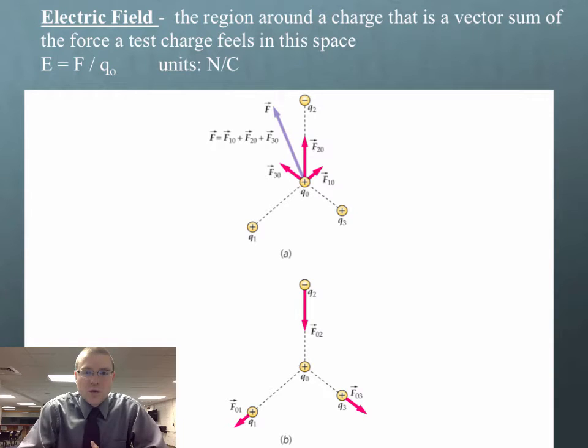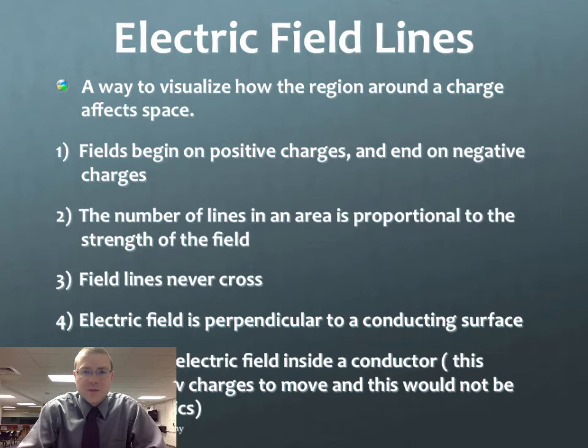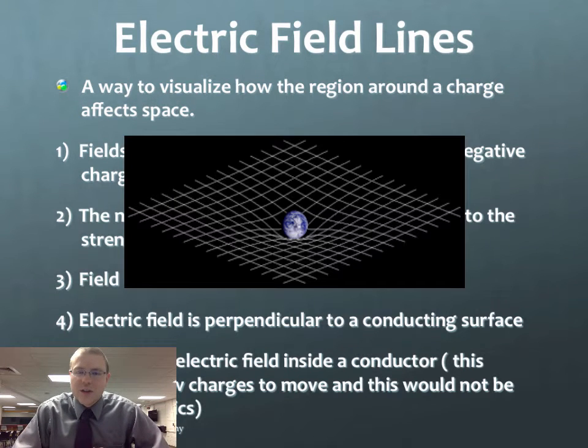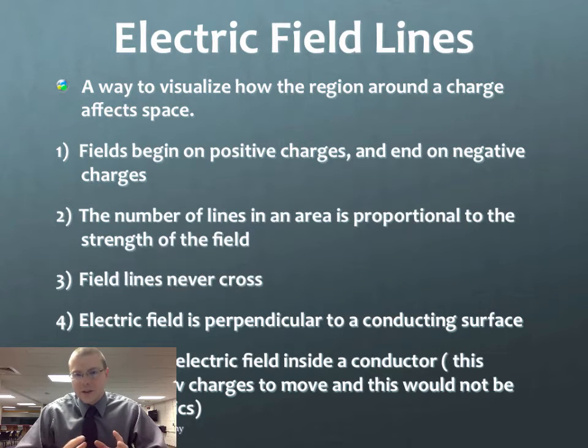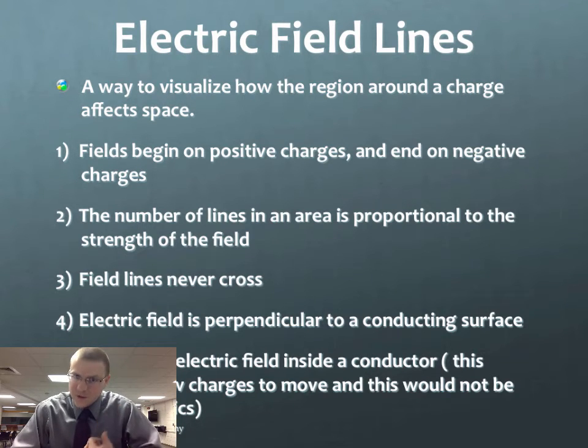And we have some rules for when we draw electric fields. When we draw electric fields, we're trying to visualize that three-dimensional space around the charge. Like masses warp space-time to create gravity, electric fields warp the space around it because of charges in the region. So the first thing is that the fields will start on positive charges. So fields will emanate away from positives and they'll gravitate towards negative charges.